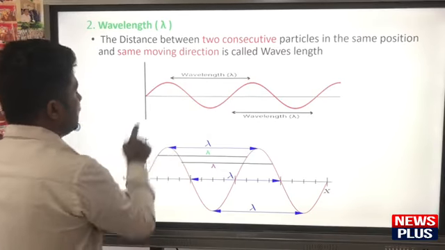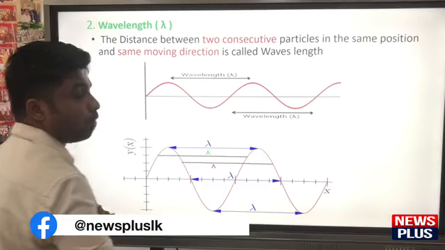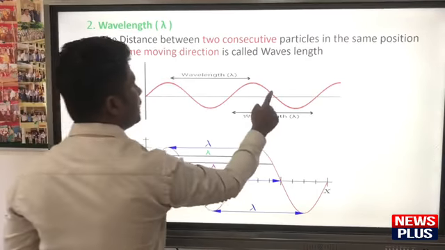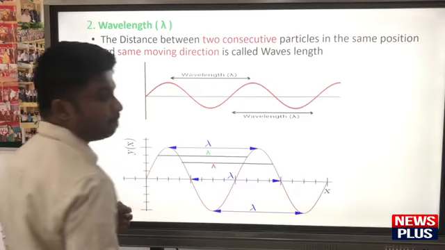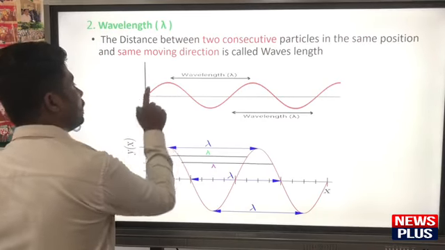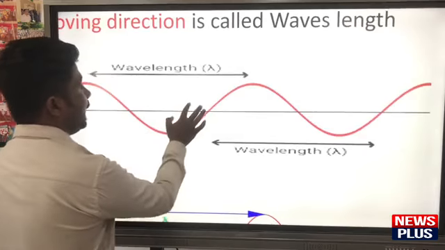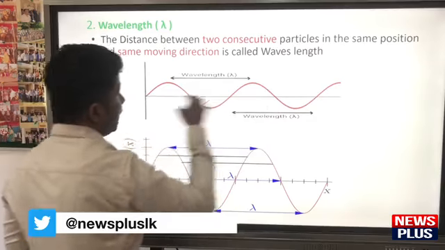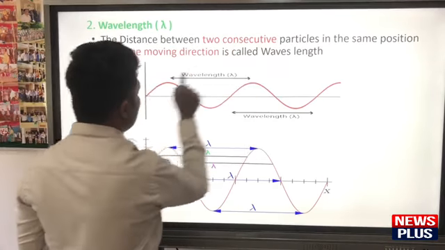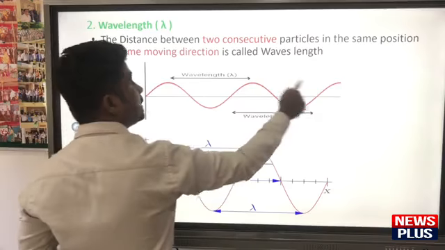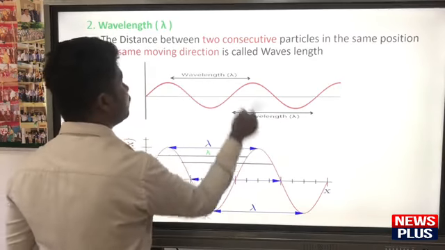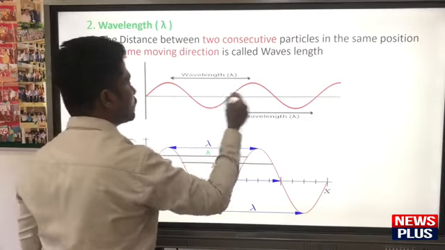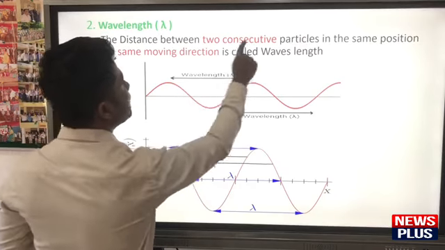If you look at one wave here, I have shown this one point and here another point. This point and this point are the same point, and this point and this point are the same point. But here I took this point and this same point, and you can say this is wavelength. When the wave is moving, you can't take this point and this point, that is wrong. Consecutive points like this one. So you must see that: same consecutive point.